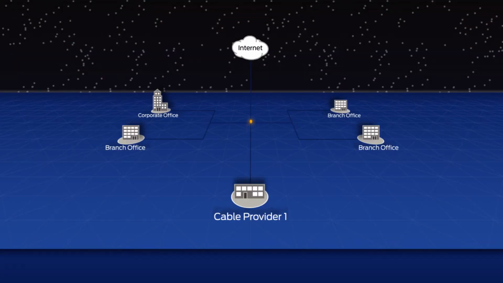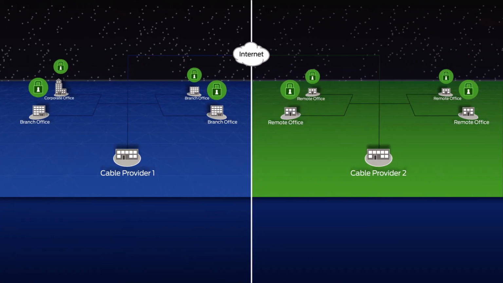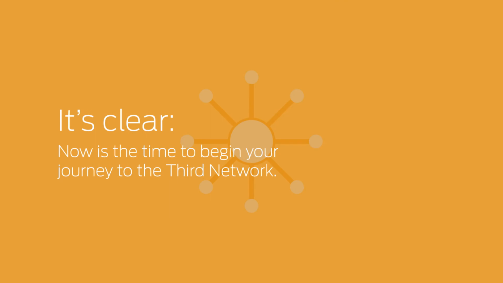The Third Network, with Juniper, combines the ubiquity and flexibility of the Internet with the security and assurance of Metro Ethernet. The result? A scalable, agile platform delivering new orchestrated services to your customers on demand. And you can expand your footprint on-net and off-net using ENNI agreements or an over-the-top internet-based approach. It's clear. Now is the time to begin your journey to the Third Network.